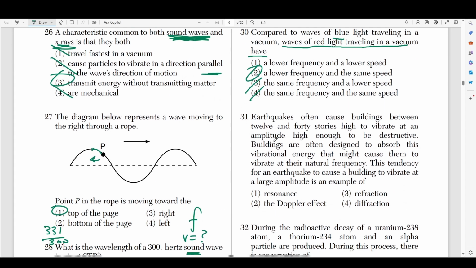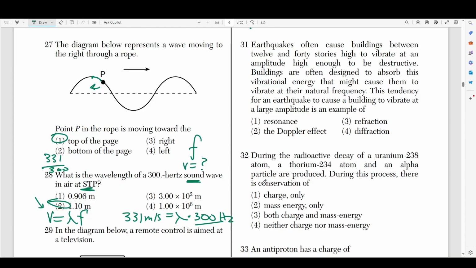Number 31 says, earthquakes often cause buildings between 12 and 40 stories high to vibrate at an amplitude high enough to be destructive. Buildings are often designed to absorb this vibrational energy that might cause them to vibrate at their natural frequencies. This tendency for an earthquake to cause a building to vibrate at a large amplitude is a result of resonance. Here, natural frequency gives this away. Resonance is a phenomenon where every single object around you has a frequency at which it starts to break, or at which it starts to match that frequency. So, for example, an opera singer can break glass because of the resonance effect.